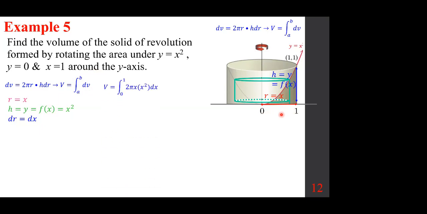So this is 2 pi x cubed, and therefore is 2 pi divided by 4 x to the power of 4. Okay, so 2 pi times 1/4 x to the power of 4. From 0 to 1, if you plug in 1, you get 1/4. 0 gives you 0, so 1/4 times 2 pi, the answer is pi over 2.